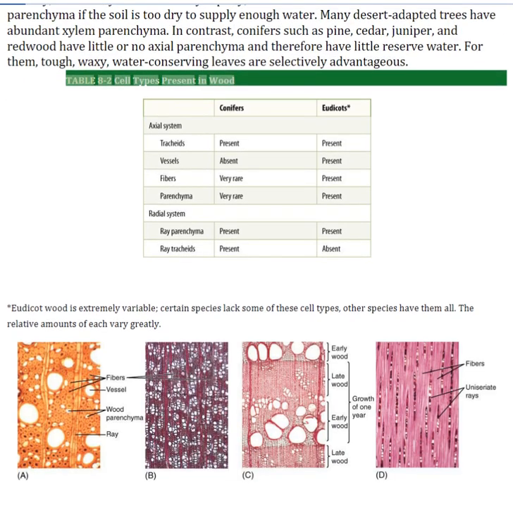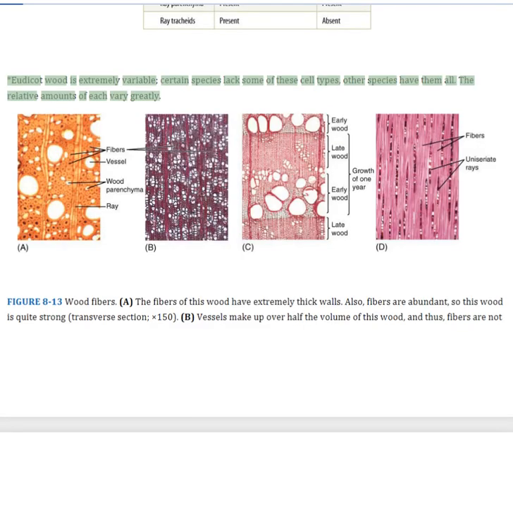Table 8.2: Cell types present in wood. Eudicot wood is extremely variable. Certain species lack some of these cell types, other species have them all. The relative amounts of each vary greatly.